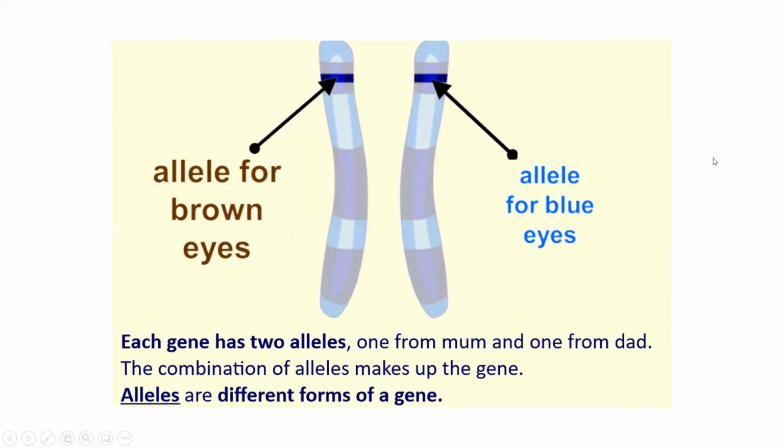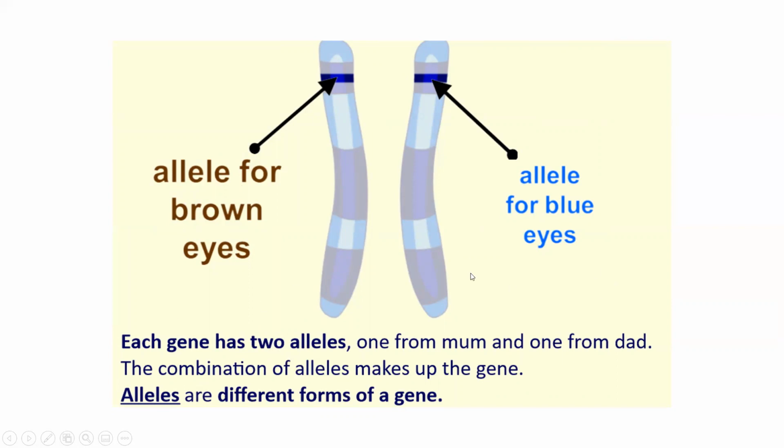Now, genes may have more than one version. So if there is one gene for eye color, we know that there is more than one possibility because we can see that people have different eye colors. There's brown, blue, green, hazel. There are a limited range of possibilities, but there is certainly more than one possibility. Now, the reason for that is that genes can have different versions, and we call the form of a gene or the version of a gene an allele.